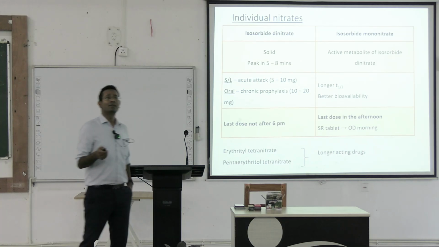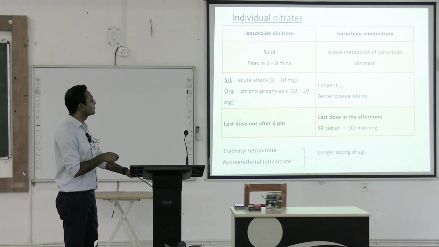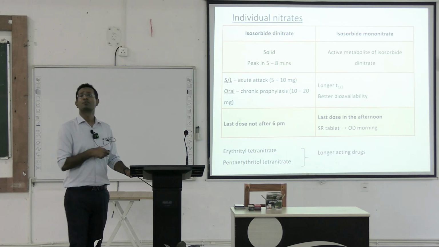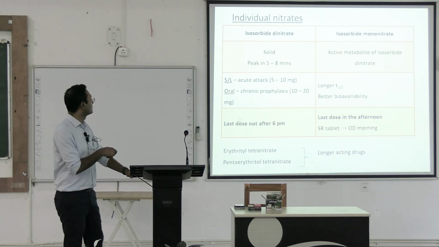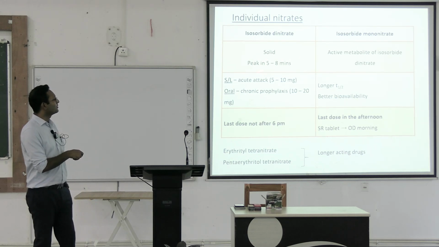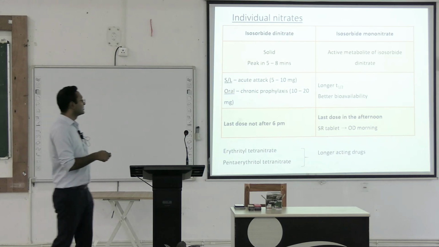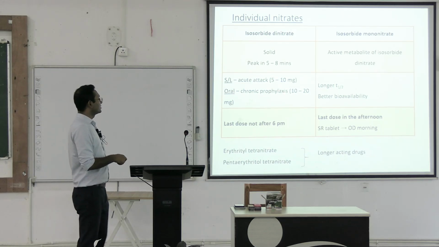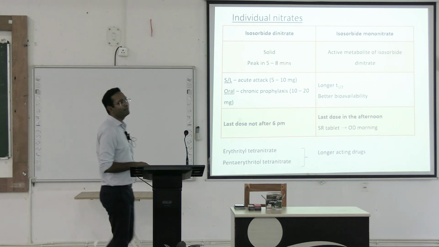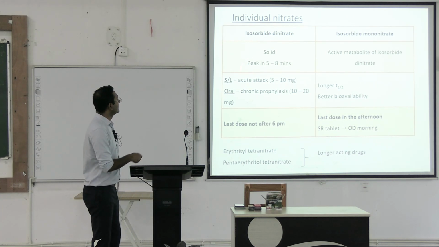Now, other longer acting individual nitrates like isosorbide dinitrate and isosorbide mononitrate. This is the active metabolite of isosorbide dinitrate, so it doesn't undergo first-pass metabolism. It peaks in 5 to 8 minutes. Sublingually, for an acute attack 5 to 10 mg is given, again repeated after 15 minutes. Oral, for chronic prophylaxis, 10 to 20 mg. Mononitrate has a longer half-life and better bioavailability because it's the active metabolite.